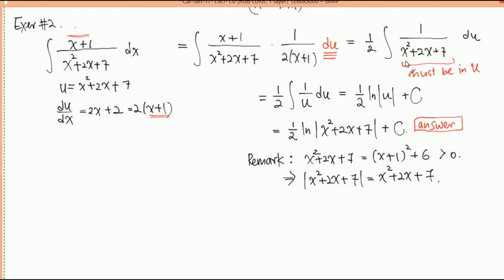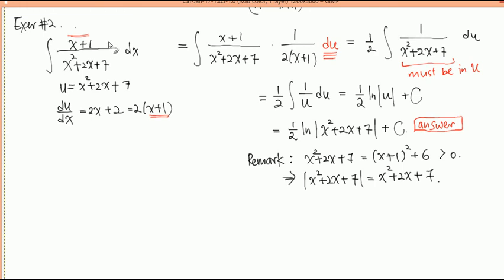That whole thing was u, right? So it is simply 1/2 of 1 over u, and the antiderivative of 1 over u is ln. So if you substitute back, you get this answer. And if you try to differentiate this one and verify that the derivative of this one is that, that's also easy.